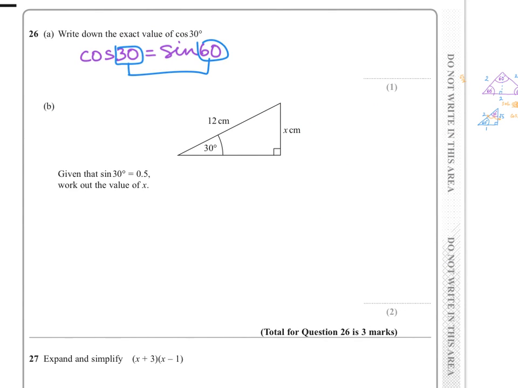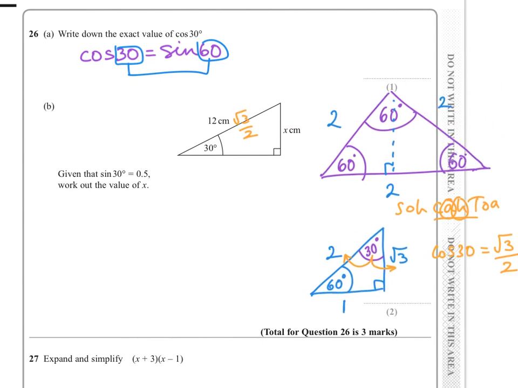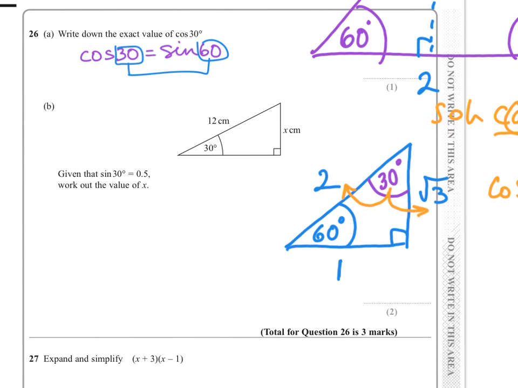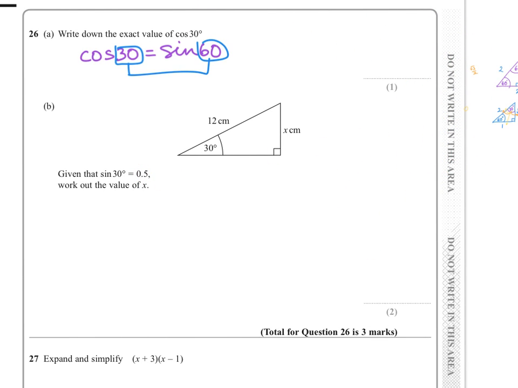Part B, there's a diagram of a right-angled triangle, and it says given that the sine of 30 is 0.5, work out the value of x. Well, for my previous diagram here, if I can find it, was if we looked at this triangle that we spoke about earlier, then the sine of 30 would be opposite over hypotenuse, which is a half, which is given. So that makes complete sense. And we've just got to work out the value of x. Well, let's have a look at the diagram. We have the opposite here, and we have the hypotenuse here.